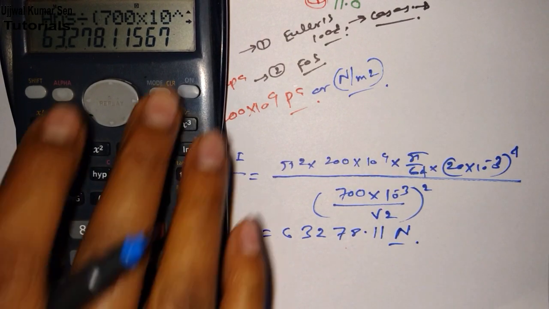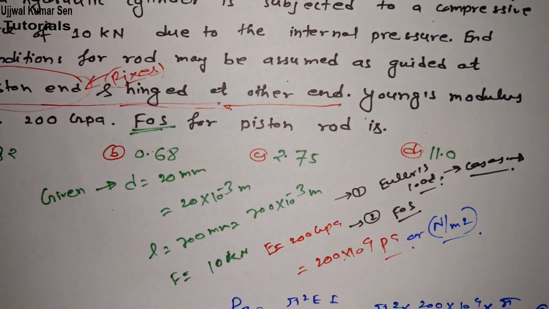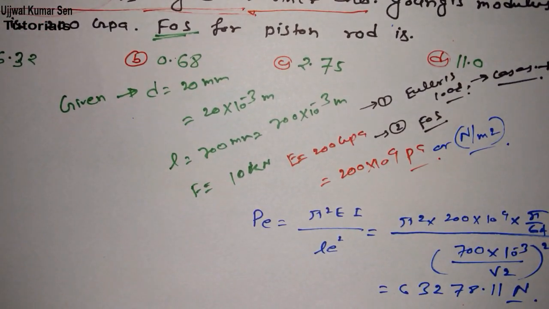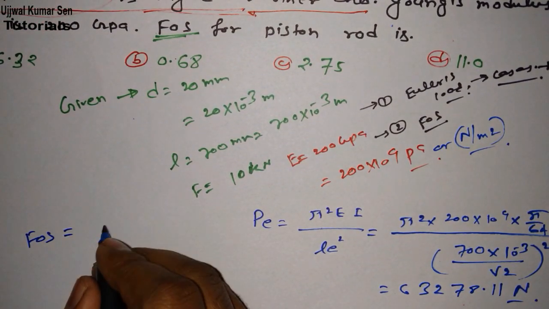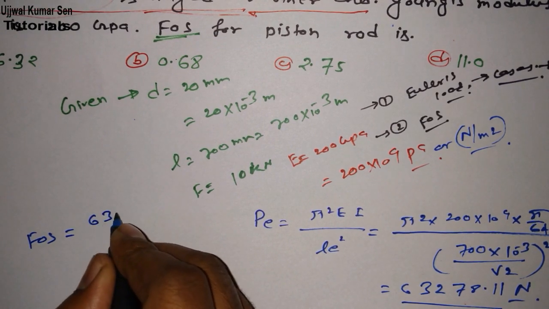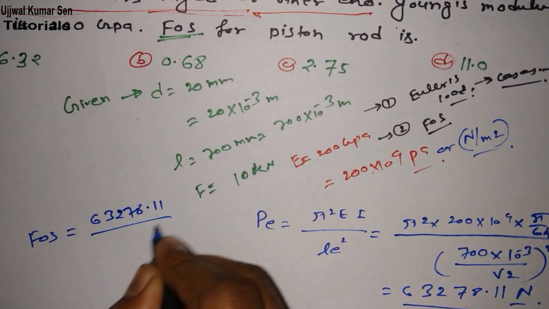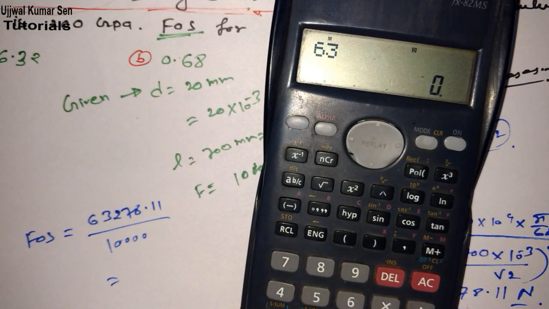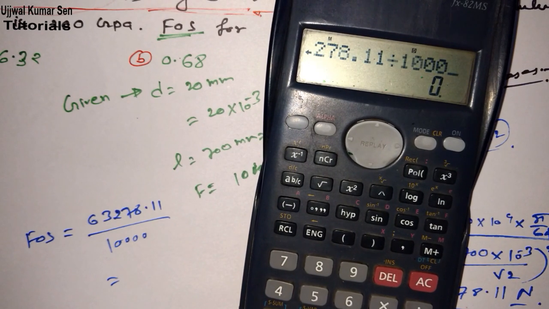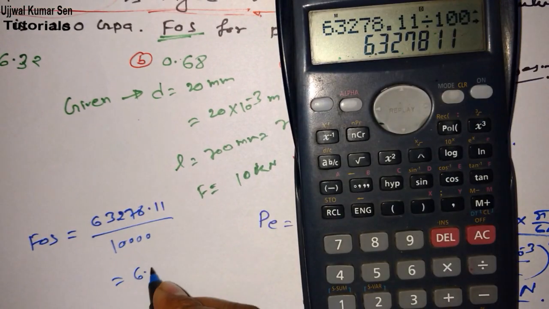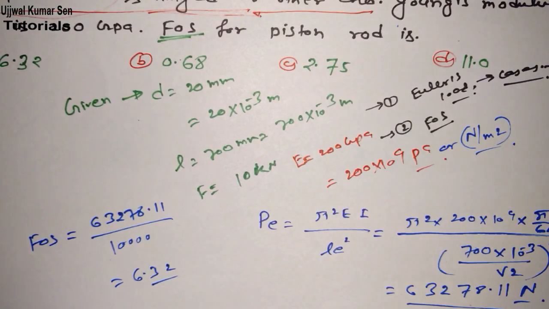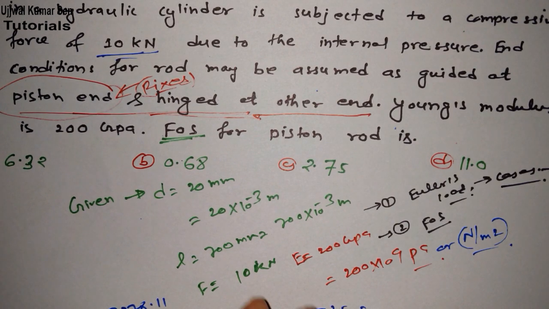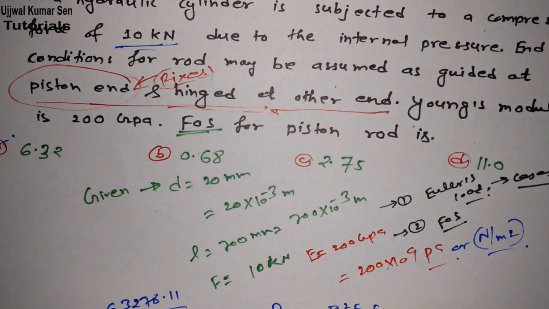63278.11 Newton. Now what they said basically is that the rod is subjected to compressive load. How much load is acting there? There is 10 kilonewton acting. Therefore FOS is equal to total load, which is 63278.11 by 10,000, as 10 kilonewton means 10,000. So 63278.11 divided by 10,000 is equal to 6.32. So FOS for the given condition is 6.32. Now look at the options. Option A is the right option for the question.